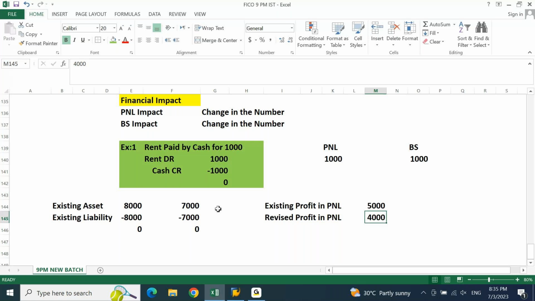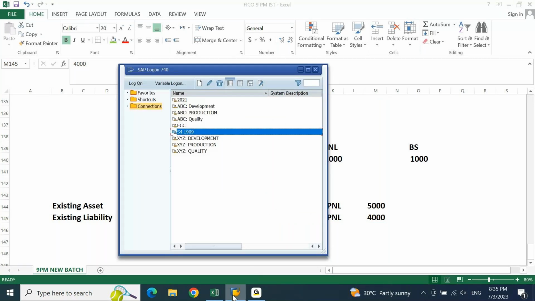If I do not know accounting, whatever I am practicing, I will never come to know whether it is right or wrong. I will keep on blindly creating the entries, blindly posting the different transactions. I will verify the report. But when you do it, what will happen? Let me show you. Let me log into SAP now.